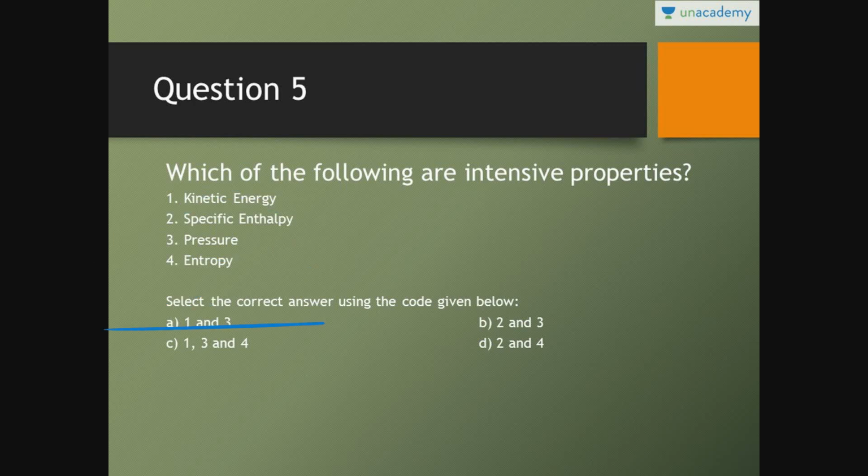Option A says 1 and 3, which is wrong. Option B says 2 and 3, which is correct. Option B is correct, which is specific enthalpy and pressure. Option C says 1, 3 and 4. No, it's not correct. And option D says 2 and 4. No, it is not correct. For question 5, the answer is B, 2 and 3, which is specific enthalpy and pressure.